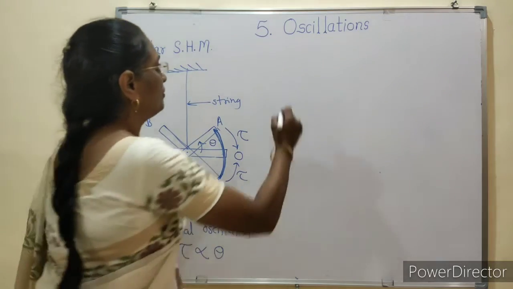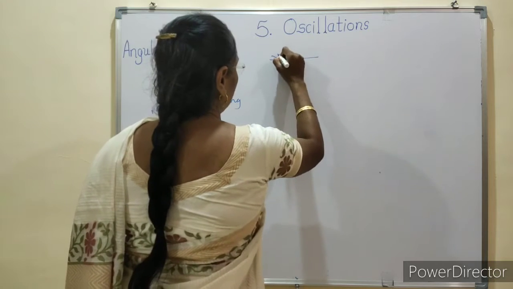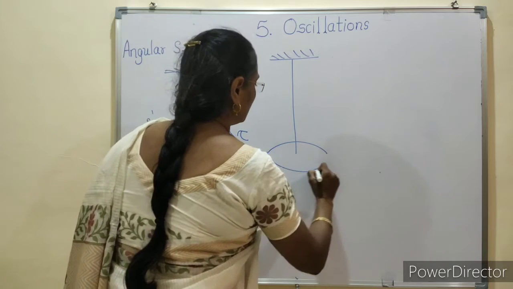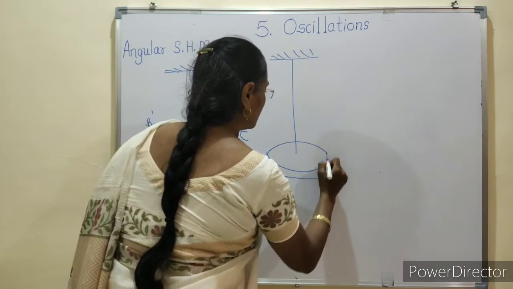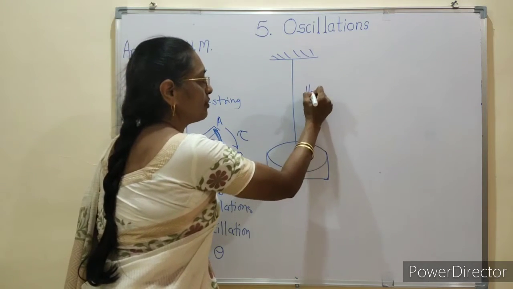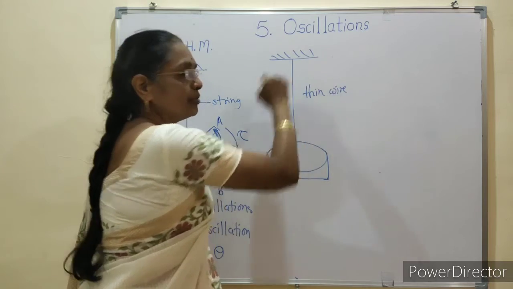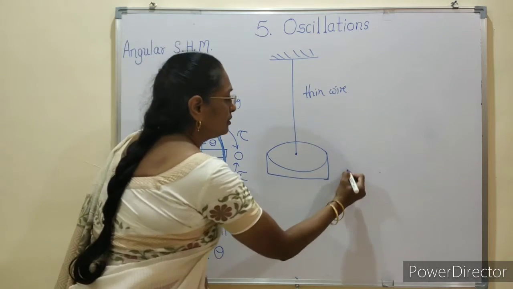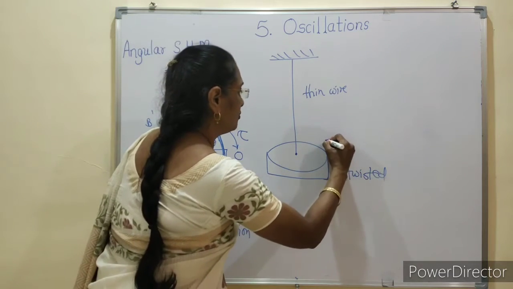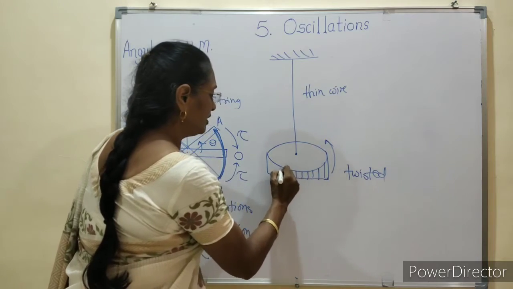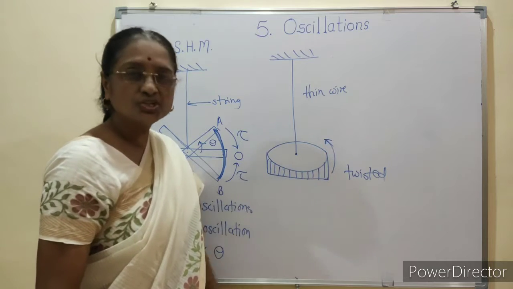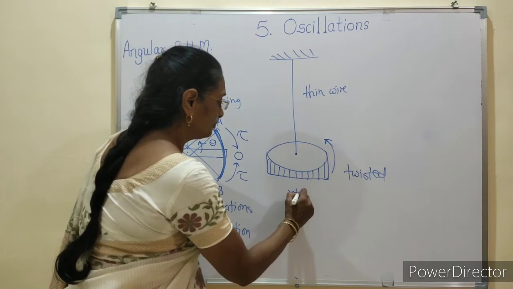Similar is the example we take here for a metallic disc. Here the disc can be shown like this. It is a metallic disc suspended by means of a thin wire from a rigid support. If the disc is slightly twisted in, say, anti-clockwise sense here, then released from it, then also this disc performs the rotational motion.